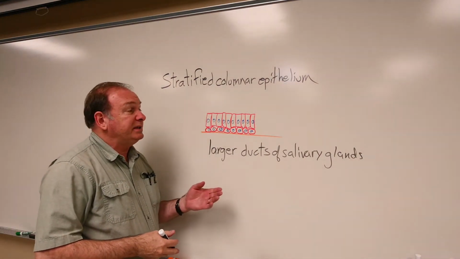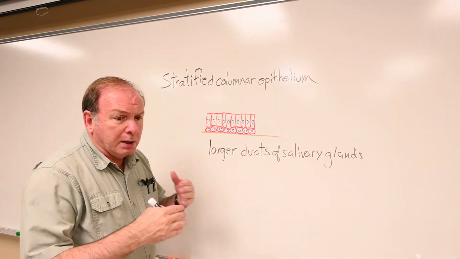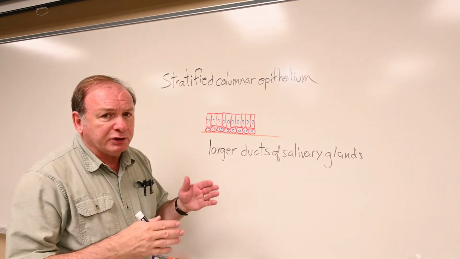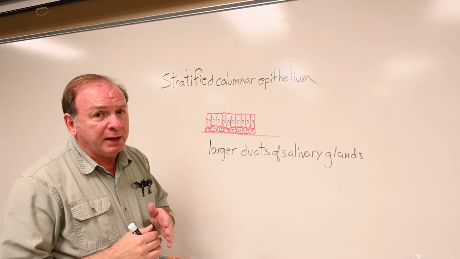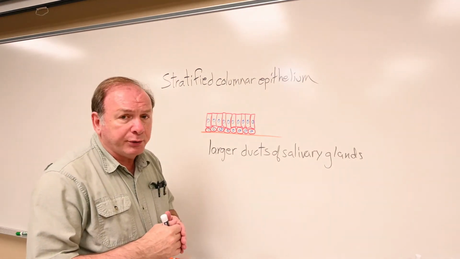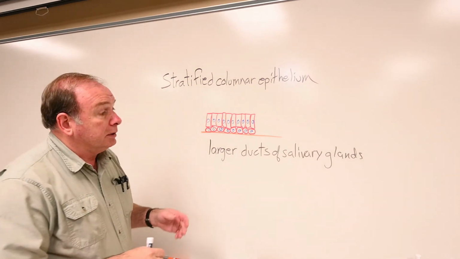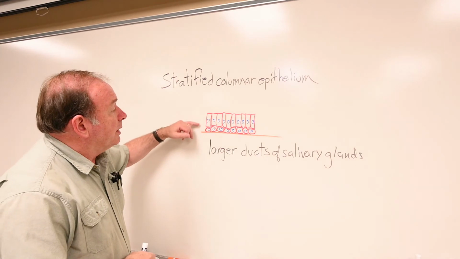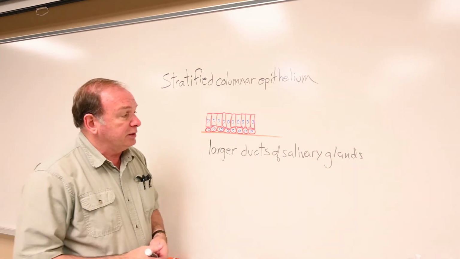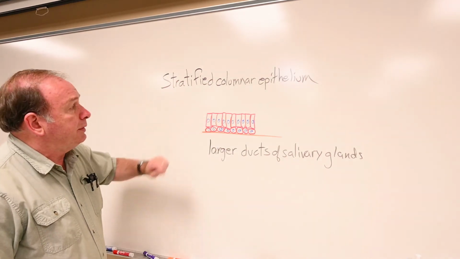May occasionally be seen, and as far as that goes, also stratified cuboidal. Sometimes it comes in the interface between transitional epithelium and stratified squamous epithelium in the urethra, but it's very irregular and not a good place to go looking for it, actually. So anyway, this is predictable. Large ducts of salivary glands will have this stratified columnar epithelium.